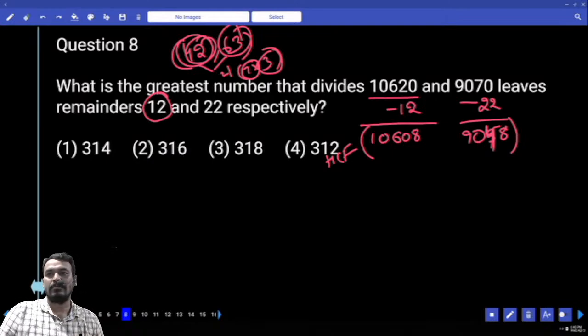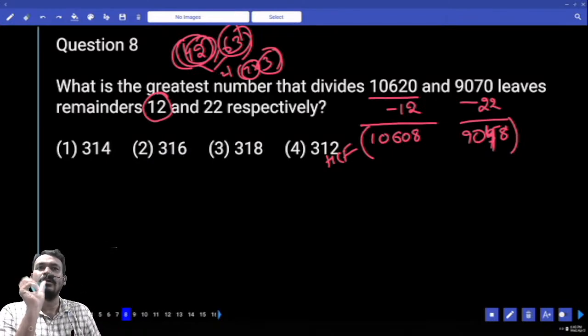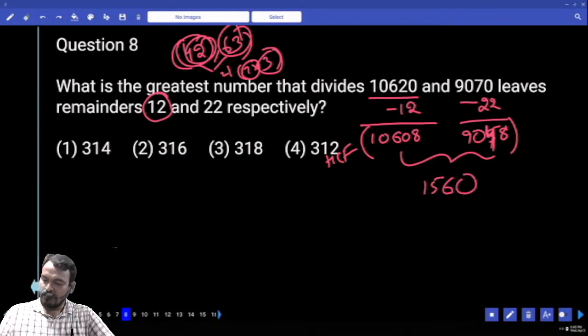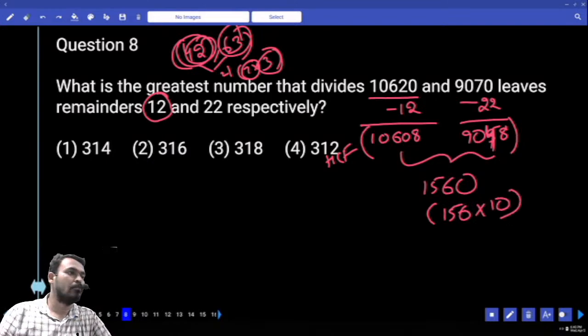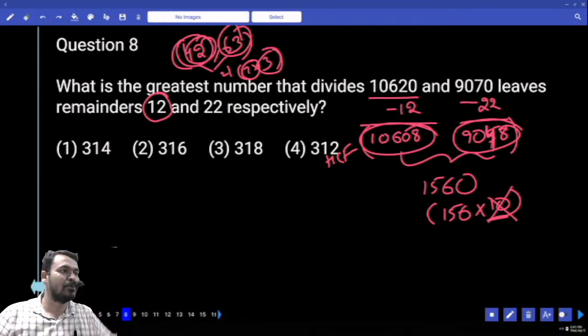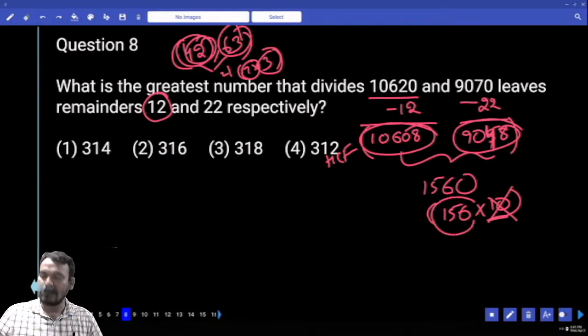Which one is the highest factor? 21. It means we depend only on the difference concept. What is the difference between these two terms? 1560, which I write as 156 into 10. Yes or no? Is the first term exactly divisible by 10? No. Is the second term exactly divisible by 10? No. So 10 is not a factor of the given numbers. Each number is not divisible by 10, so the common factor is also not divisible by 10.